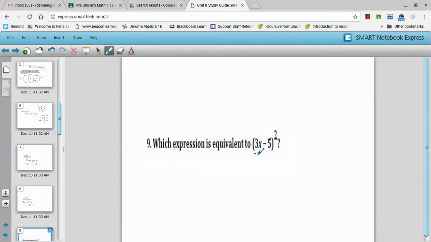Okay, let's look at this. 3x minus 5, and the whole expression is squared. That means anytime you square something, you have two of them. So 3x minus 5 in parentheses and 3x minus 5. So 3x minus 5 times 3x minus 5.